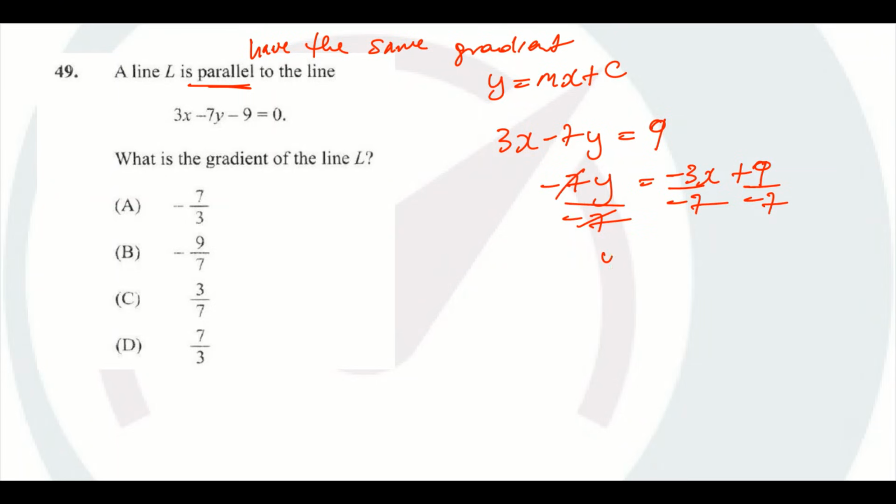So we're left with y is equal to negative divided by negative gives me positive, so we get 3 over 7 x minus 9 over 7. So our gradient of L is going to be 3 over 7 by comparison. So our answer is C. And for these questions, you have to be very careful with your signs, because they always have a question and an answer there for if you make a mistake with your signs.